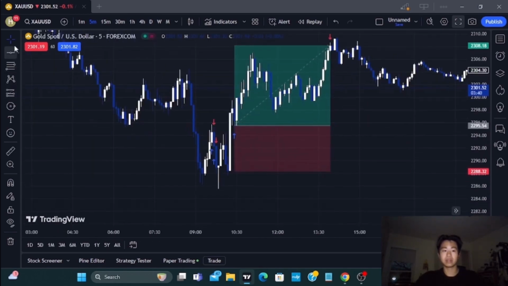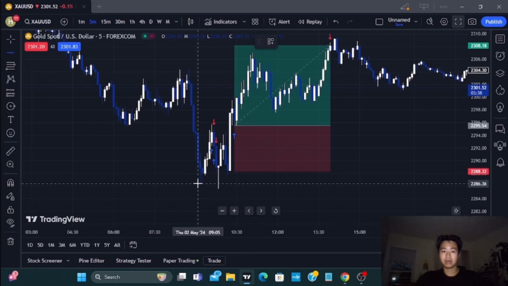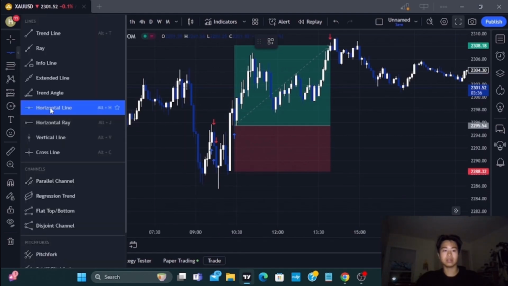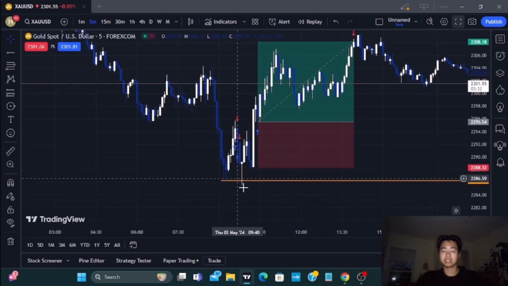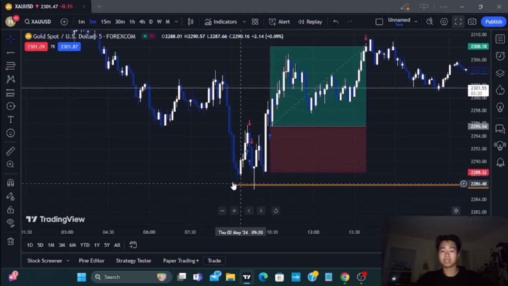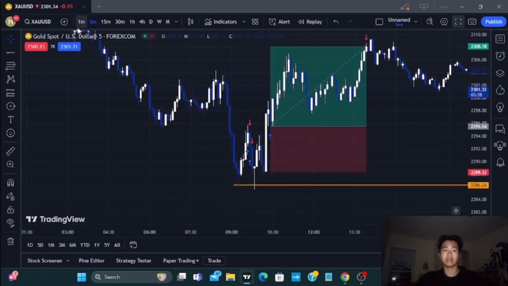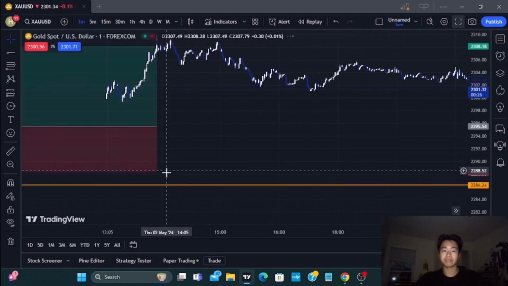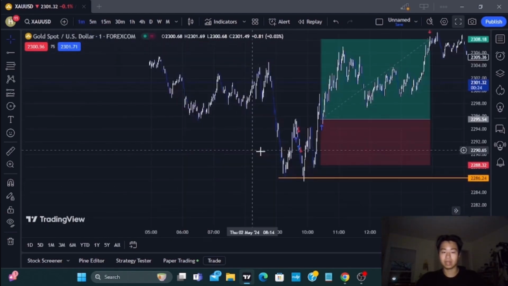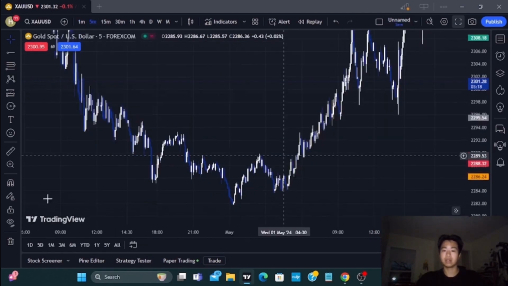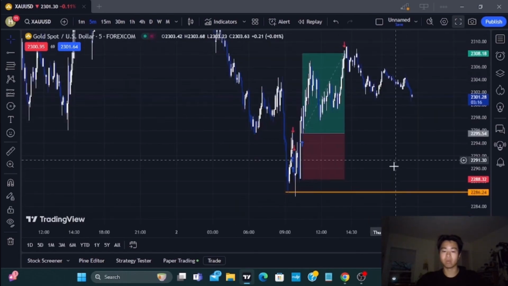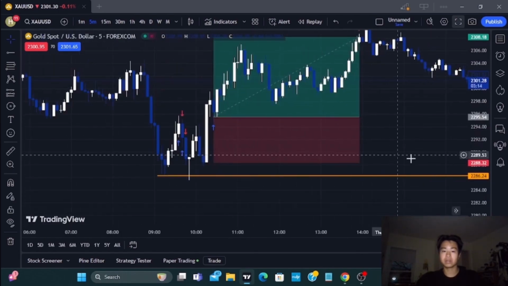So you see that there was a swing low down here. Let's get the horizontal ray. You see that there was a swing low down here. That price eventually swept, and then after sweeping this swing low, price started to consolidate. If you drop down to the 1-minute chart and go back to where that happened, you see price started to consolidate within this range. And then if you go back to the 5-minute chart, after consolidating for a while, you see that price started to create a fair value gap.